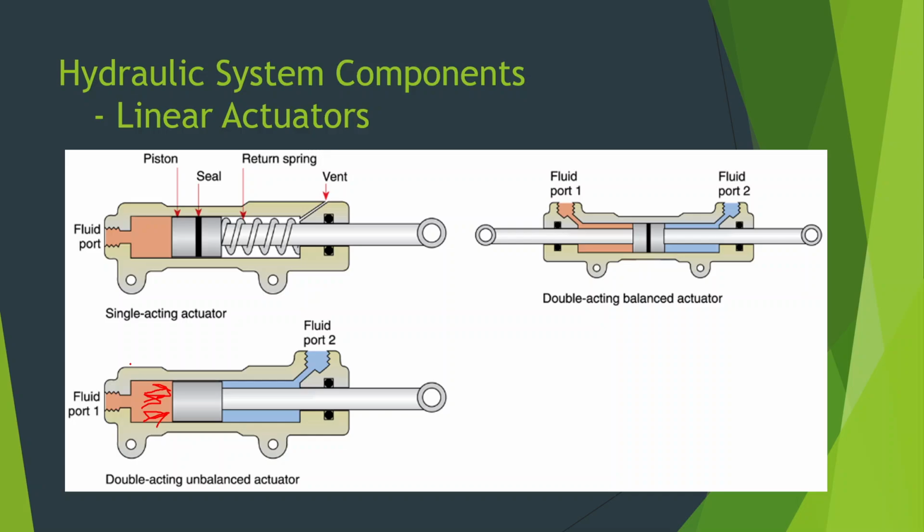Okay. But on the right side, you can see when we retract that actuator, fluid is only going to push on essentially a ring or a donut that's around the outside of the output shaft here. So there's less surface area that fluid can push against. And so you'll be able to get more force extending this actuator than you will retracting the actuator. So that's what that term unbalanced means.